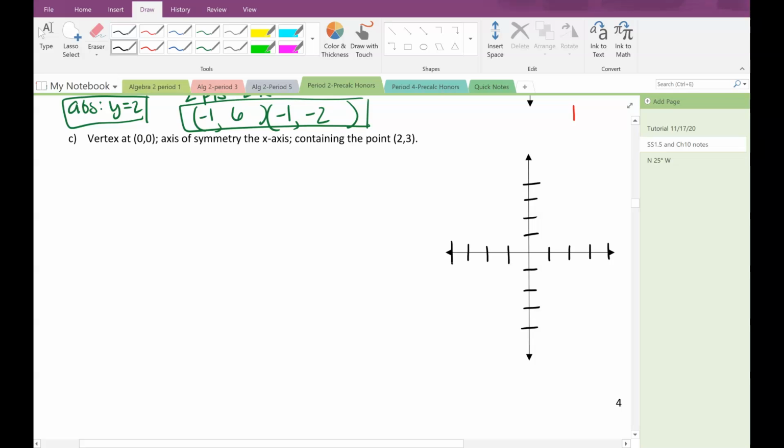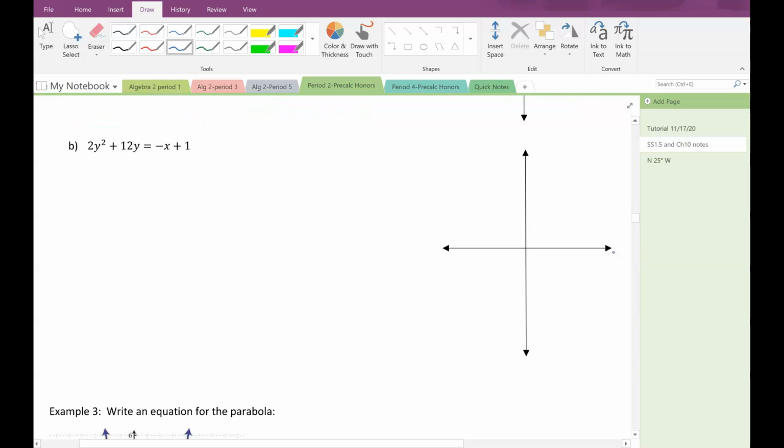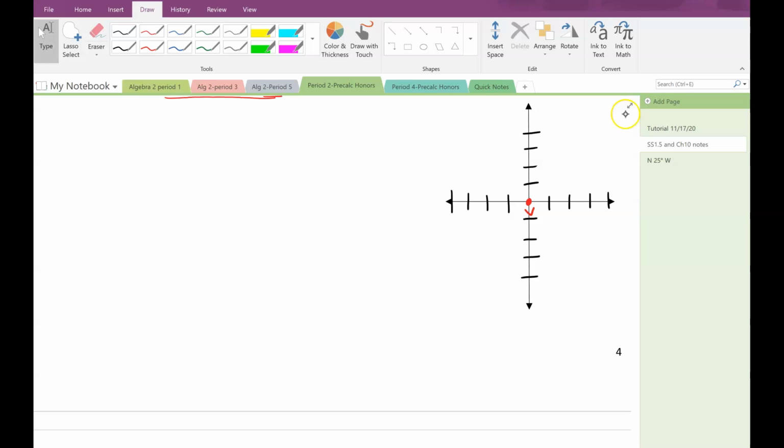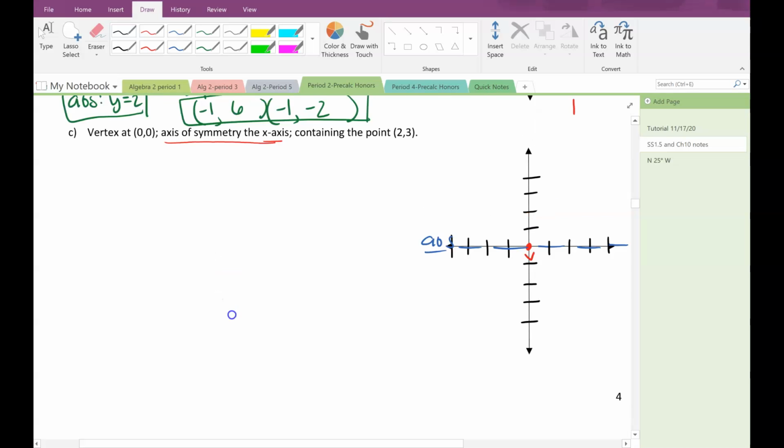All right, so let's plot the vertex right away. 0, 0. Let's label it V. And they gave us the axis of symmetry, the x-axis. Okay, so that's right on the x-axis. So right here is AOS.